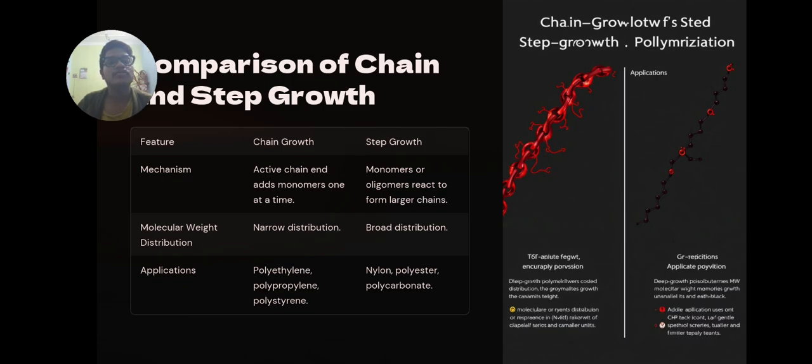Comparison of chain growth and step growth polymerization. Feature, mechanism: in chain growth, an active chain adds more monomers one at a time. In step growth, monomers or oligomers react to form larger chains. Molecular weight distribution: narrow for chain growth, broad for step growth. Applications: polyethylene, polypropylene, polystyrene for chain growth; nylon, polyester, polycarbonate for step growth.